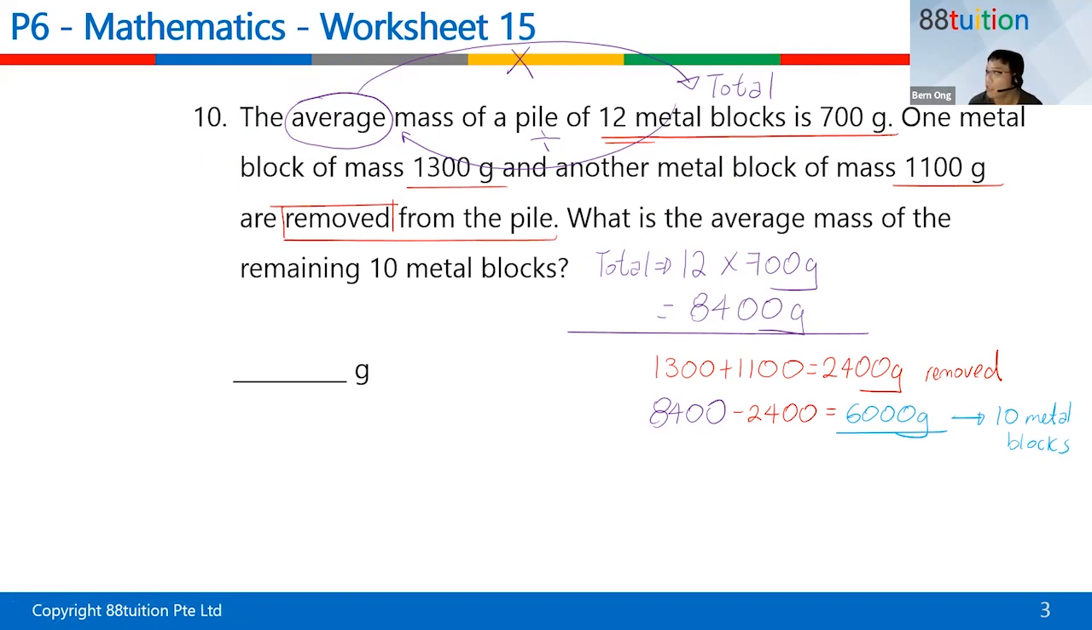What is the average mass of the remaining 10? Average means what? Total must divide to find average. So total 6,000. How many blocks? Divide by 10 blocks to give you 600 grams. 600 grams is the average, and that's your answer. Difficult or not, children?